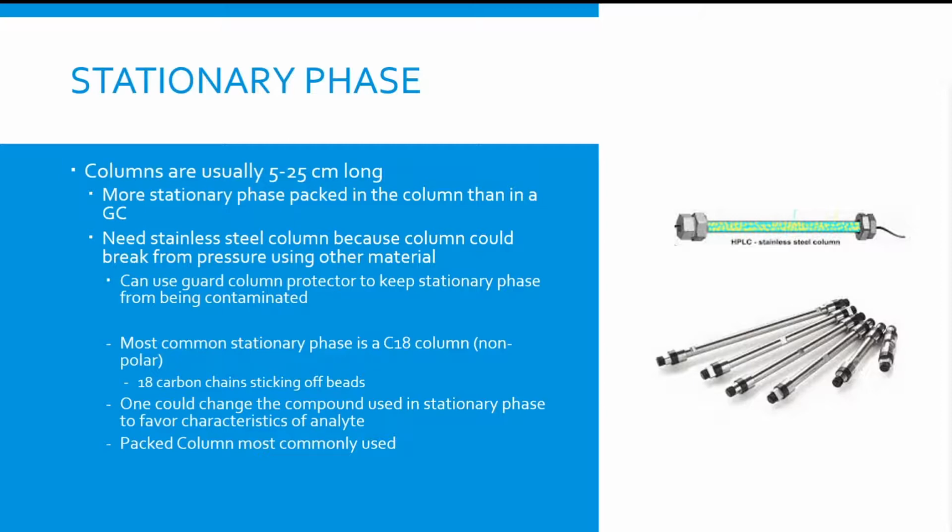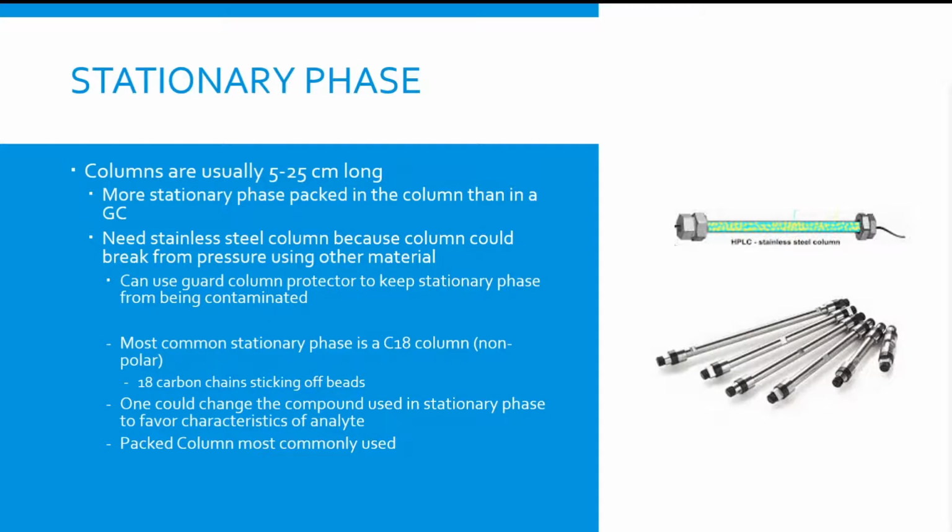So the most common type of stationary phase used is a C18 column. Basically, those beads have long carbon chains, specifically 18 carbons long, attached to them. If you wanted to change the polarity of the stationary phase, all you'd have to do is find a column that has a different type of chain or a different compound attached to sift through your analyte.